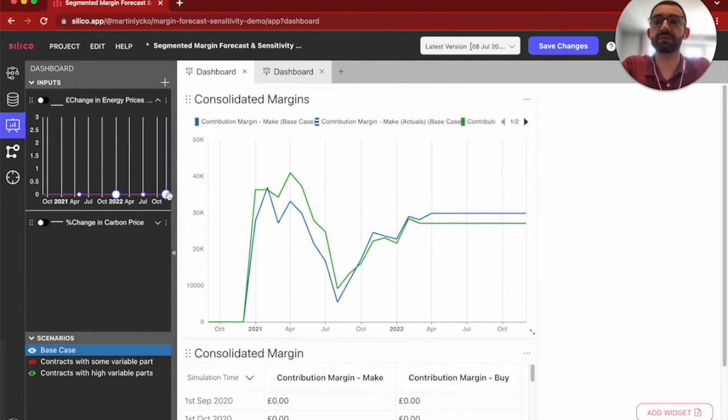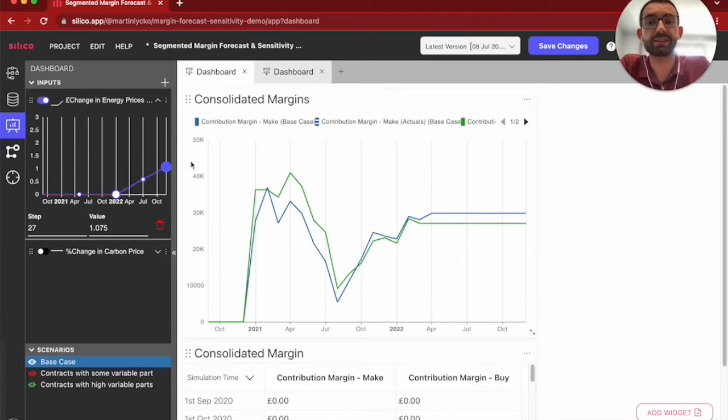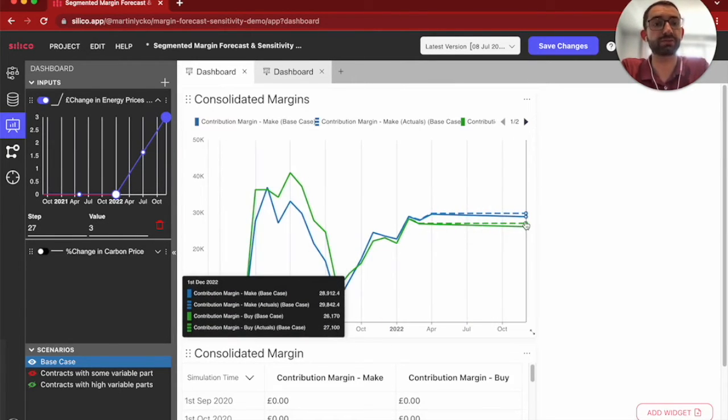So for example, we could activate this input for energy prices, which have risen over this year specifically. And we could assume, for example, that until the end of the year, energy prices move from their base level where they are in the model now to an additional £3 per unit of product that we're producing. And as I move the slider here, you can identify the charts adjust in real time, and we can now see that our margin has dropped slightly.